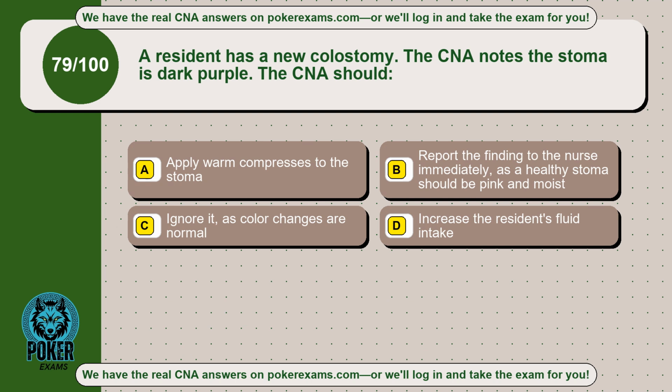Question 79. A resident has a new colostomy. The CNA notes the stoma is dark purple. The CNA should: Option A, apply warm compresses to the stoma. Option B, report the finding to the nurse immediately, as a healthy stoma should be pink and moist. Option C, ignore it, as color changes are normal. Option D, increase the resident's fluid intake.